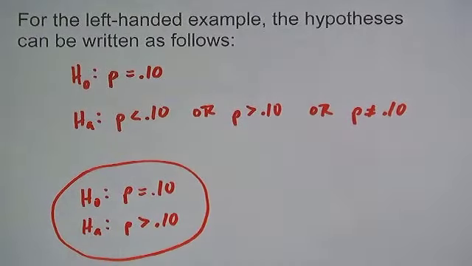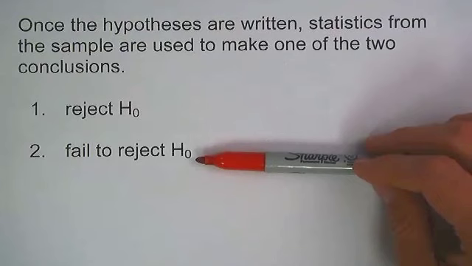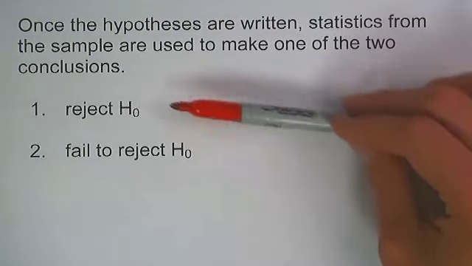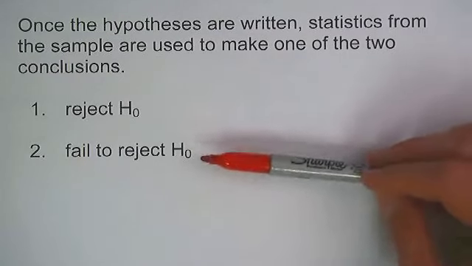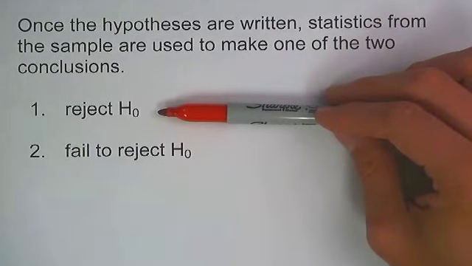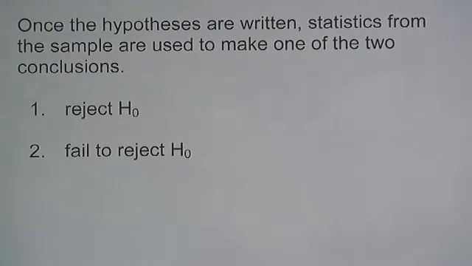Now, once the hypotheses are written, statistics from the sample are used to make one of two conclusions. These are the only two conclusions you can make. You can either reject the null hypothesis, or you fail to reject the null hypothesis. Notice we're not using the language "accept the null hypothesis." We're either going to reject it or fail to reject it. We'll never accept that it's true. If we can reject the null hypothesis, that means we're going to have significant evidence for the alternative hypothesis. And if we fail to reject the null hypothesis, we do not have significant evidence for the alternative hypothesis.